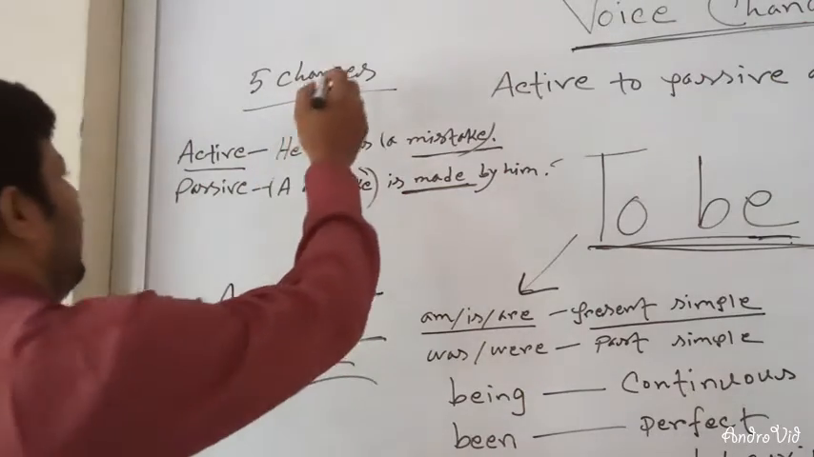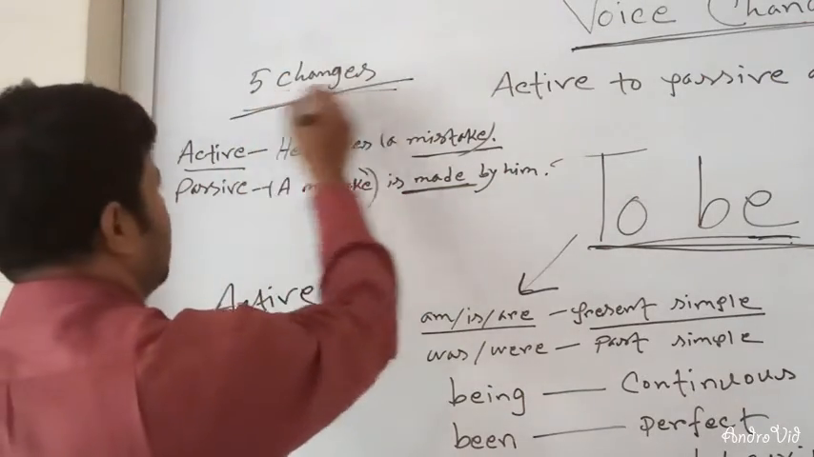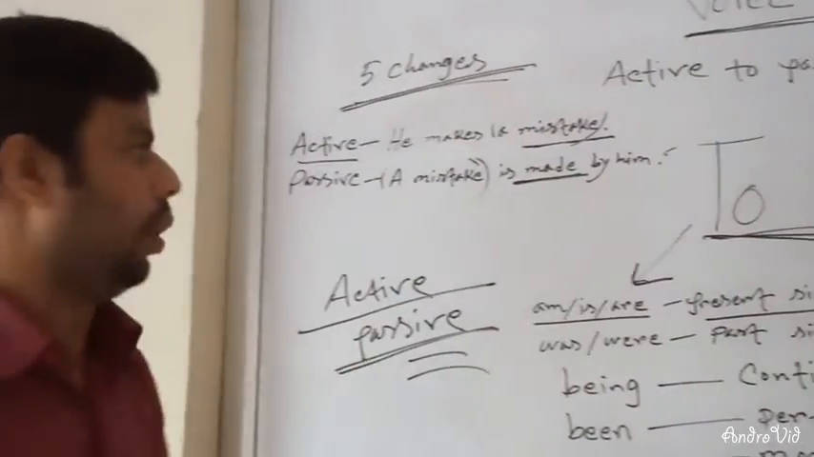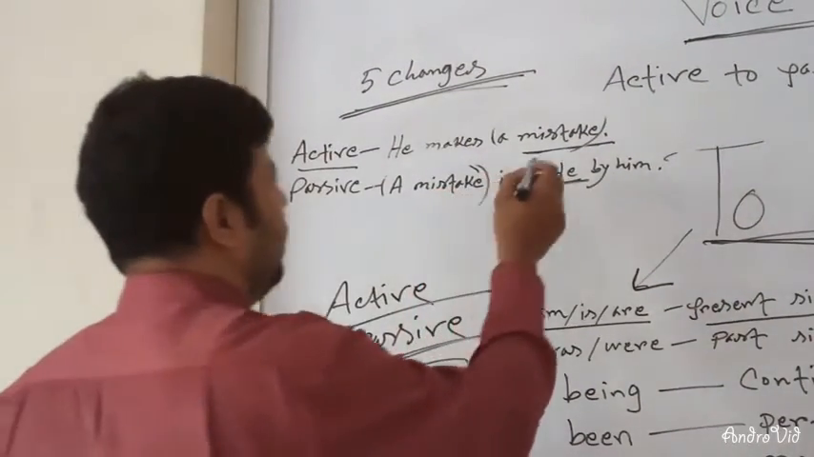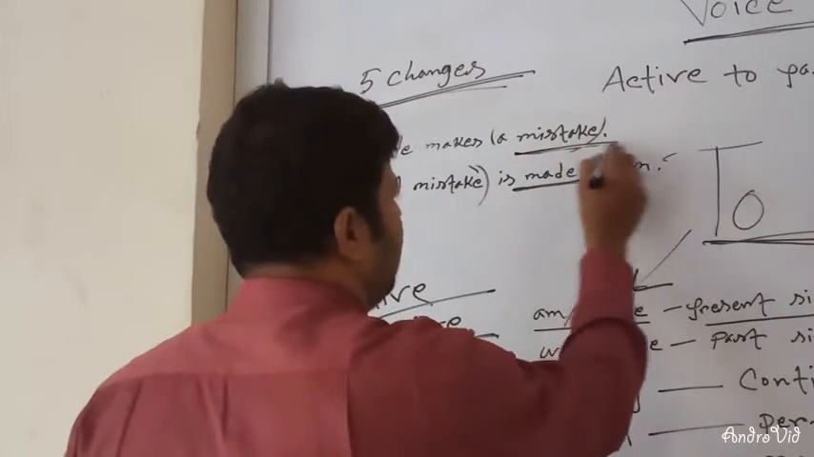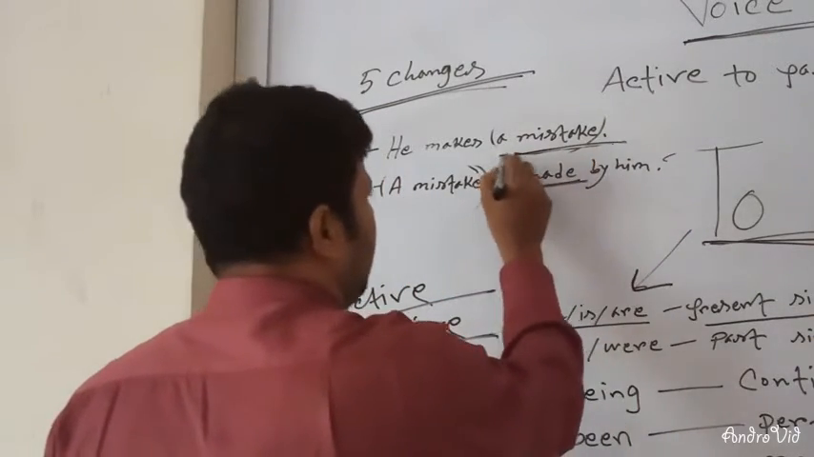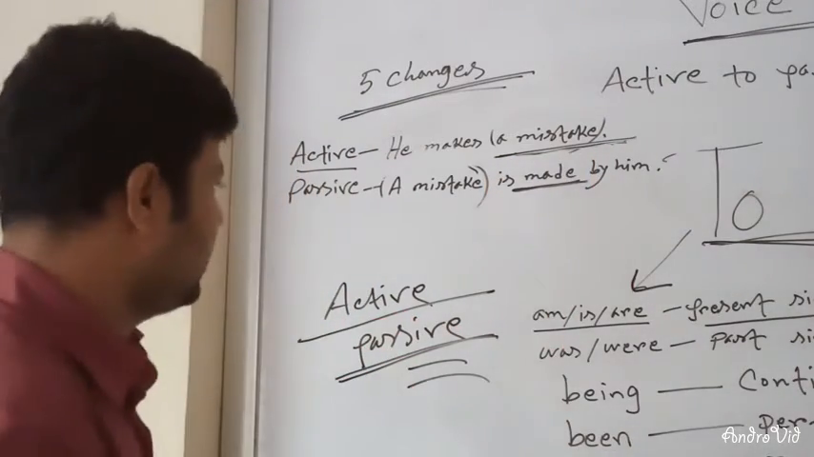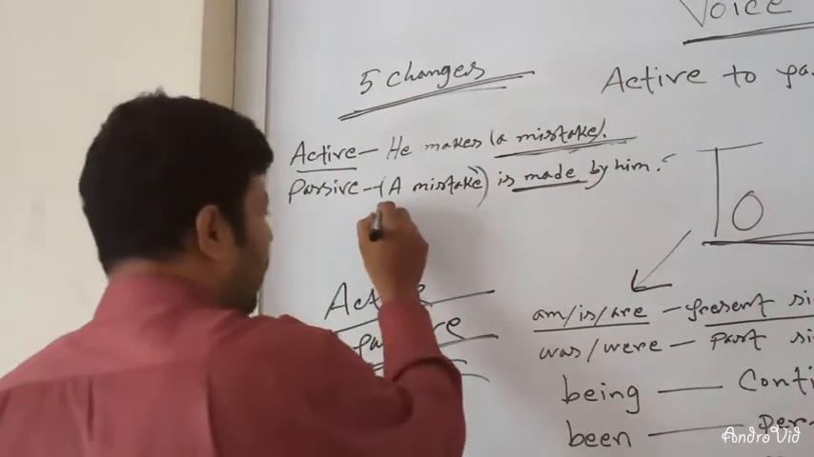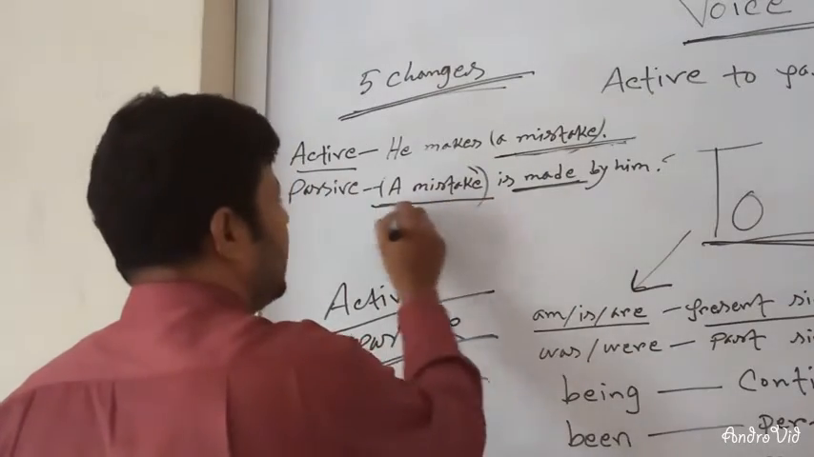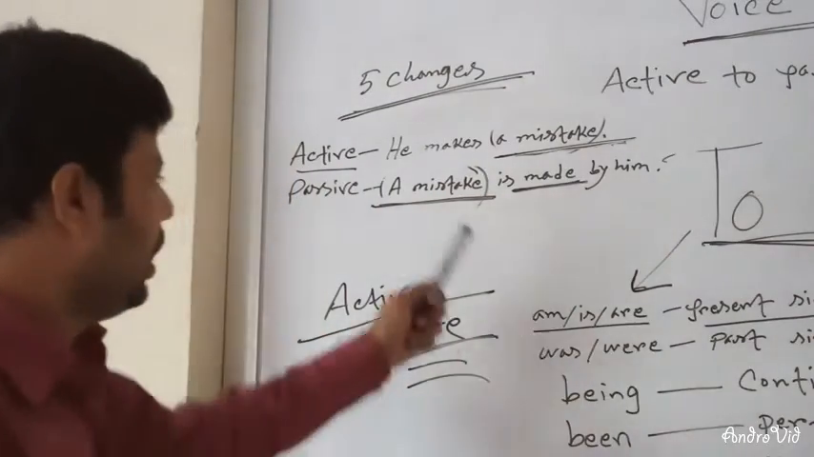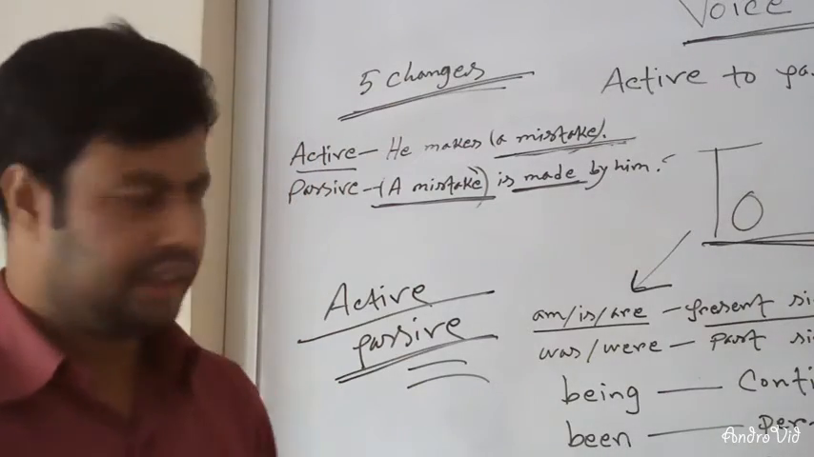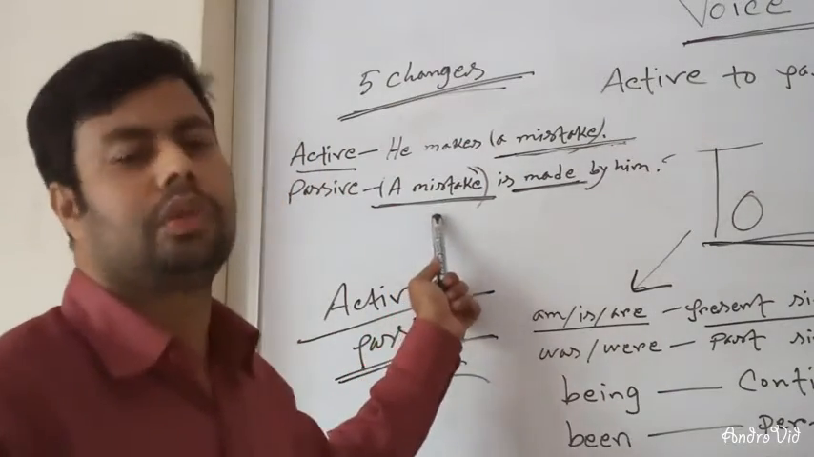So we actually make 5 changes in order to make passive voice. The 5 changes are: you have to put the object of an active voice as a subject in the passive voice. Then you have to choose an auxiliary verb according to the subject.